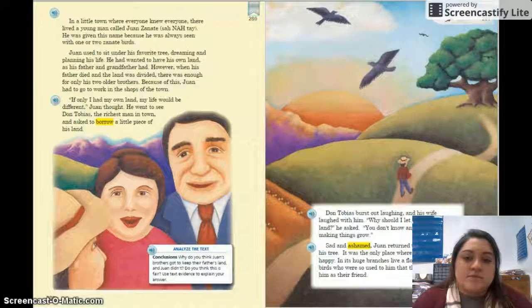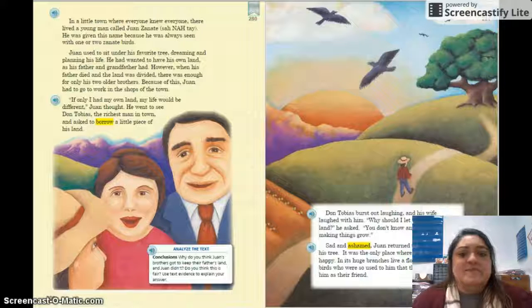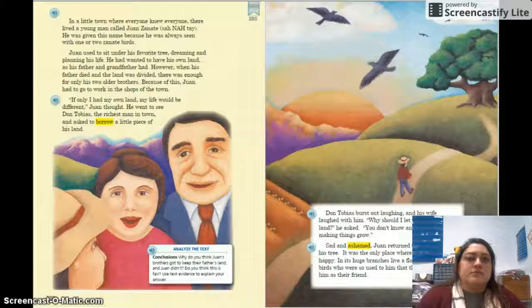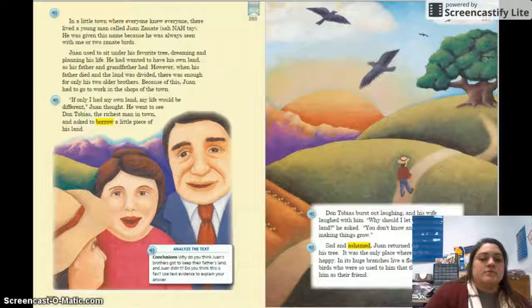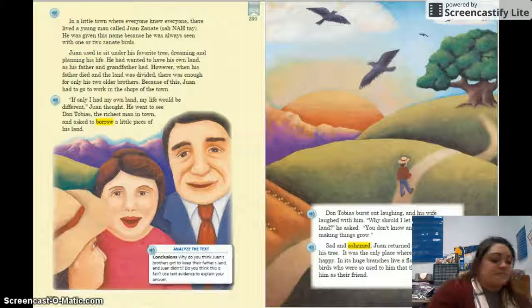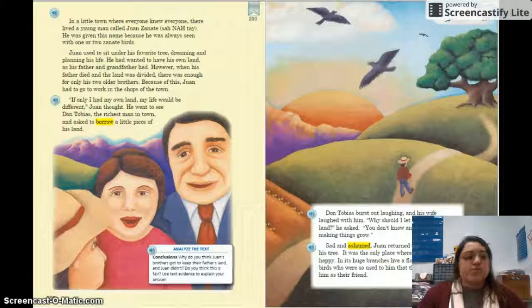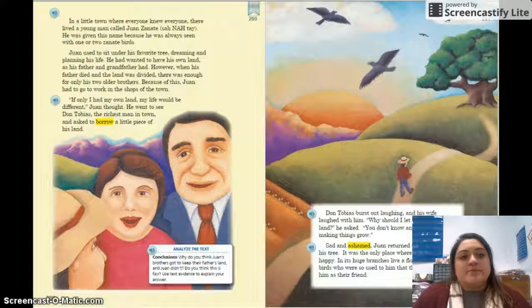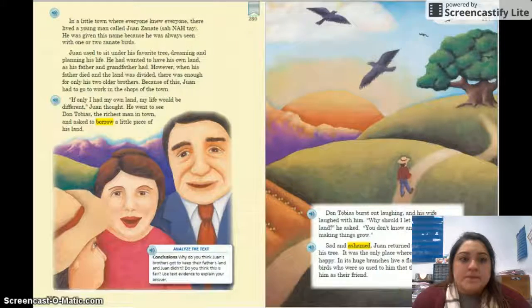He went to see Don Tobias, the richest man in town, and asked to borrow a little piece of his land. Don Tobias burst out laughing, and his wife laughed with him. "Why should I let you use my land?" he asked. "You don't know anything about making things grow." Sad and ashamed, Juan returned to sit under his tree. It was the only place where he felt really happy. In its huge branches lived a flock of Zanate birds who were so used to him that they thought of him as their friend.